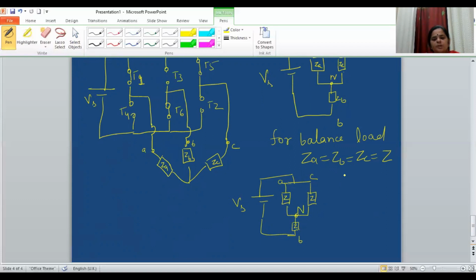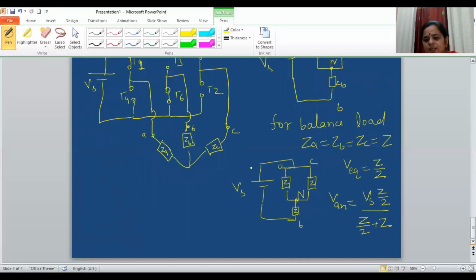So if I want to determine the VAN, VBN and VCN, that I can determine with the help of the voltage division formula. So you can see that these two impedances are in parallel. So what will be the equivalent? That is Z by 2. That will be the equivalent. So if I want to determine VAN, VAN will be Vs, and the equivalent impedance will be Z by 2 upon Z by 2 plus Z. So this is the total equivalent impedance. This is nothing but the voltage division rule.